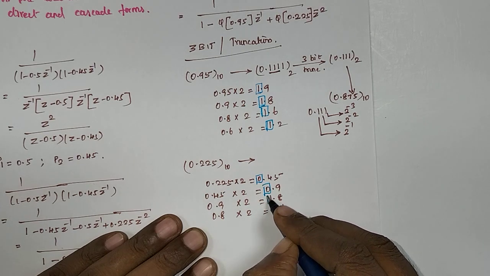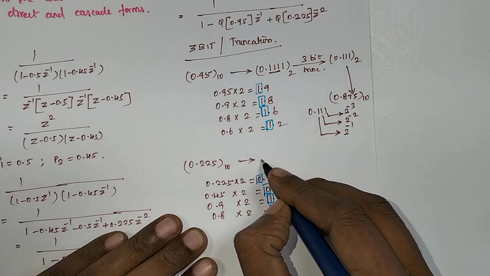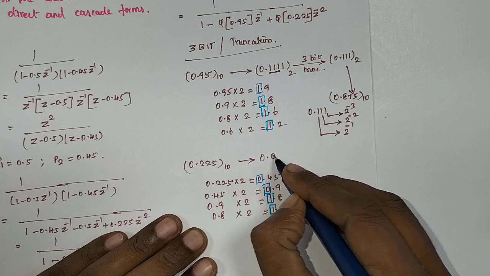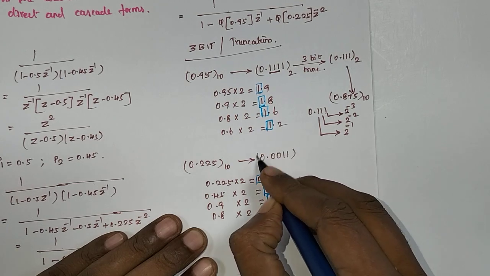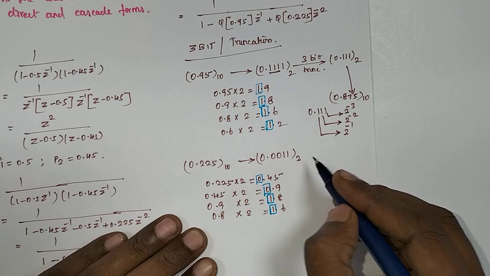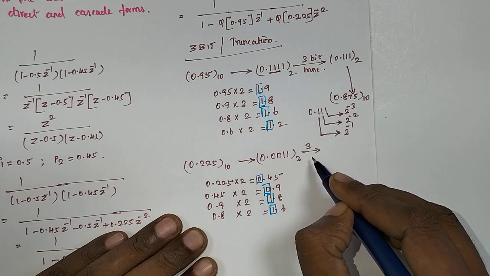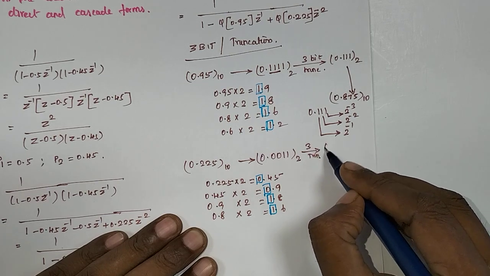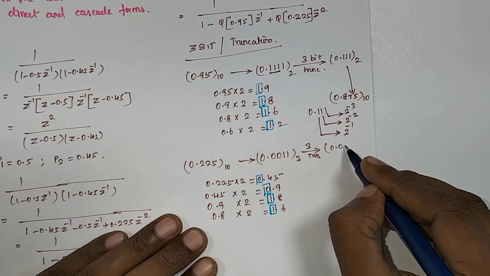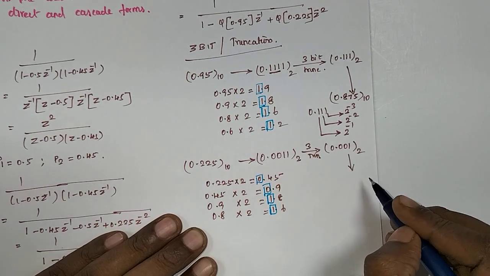point as 0, 0, 1 and 1. That is the conversion, 0.0011. You have to convert this. That is, after 3-bit truncation, the equivalent value is 0.001. Then you have to convert into decimal.